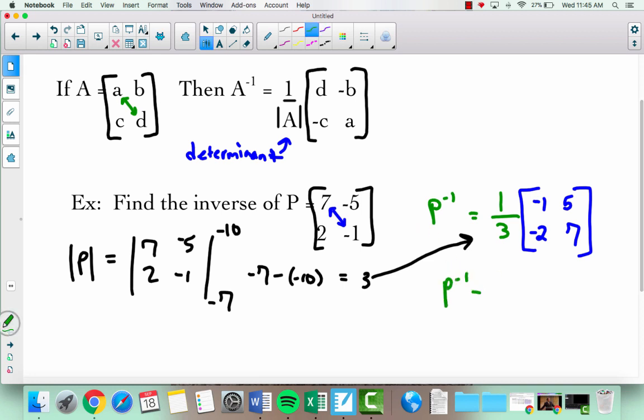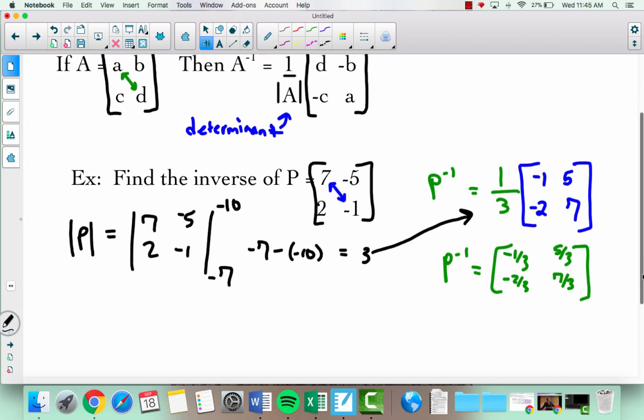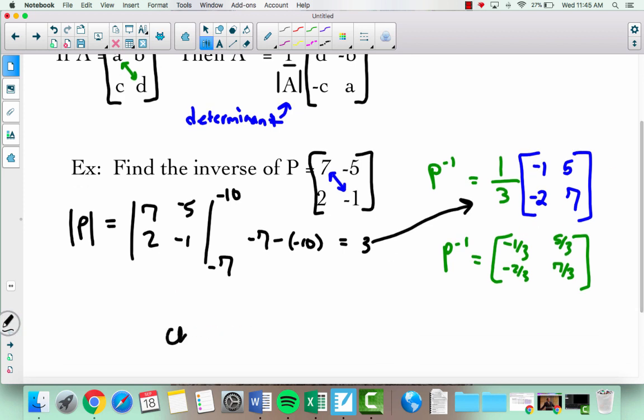So for the inverse, we'd have 1/3 times -1, that's -1/3. 1/3 times 5, that's 5/3. 1/3 times -2 is -2/3. And 7 times 1/3 is 7/3. And there's your inverse. And you could always check this. You could take your inverse times the original. So take my inverse here times my original, and it should end up getting you the identity matrix where you have just 1s and 0s.